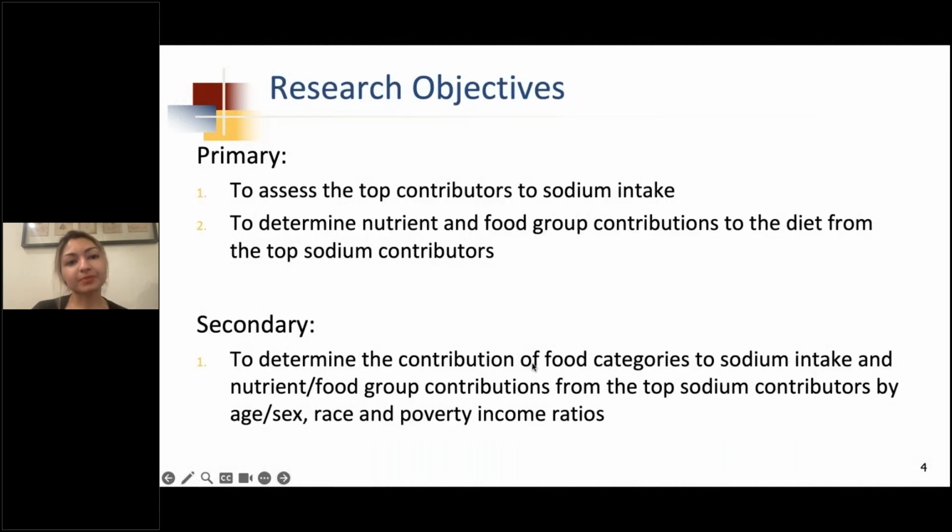So with that, I'd like to present my research objectives, where we really looked at assessing the top contributors to sodium intake. We needed updated data on these top food category contributors, given the need for continued prioritization of sodium strategies for the population, and furthermore, to determine those nutrient and food group contributions to the diet from those top sodium contributors. But the other thing I want to note is that we also looked at these top sodium contributors as well as the nutrient and food group contributions for specific sociodemographic strata by age, sex groups, ethnicity, and poverty income ratios.